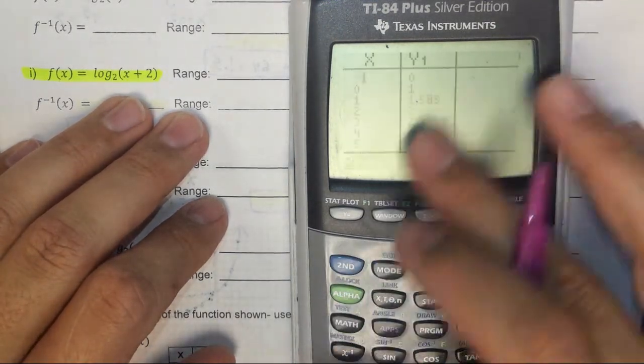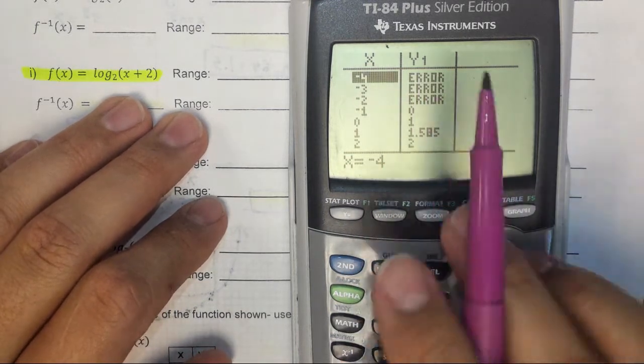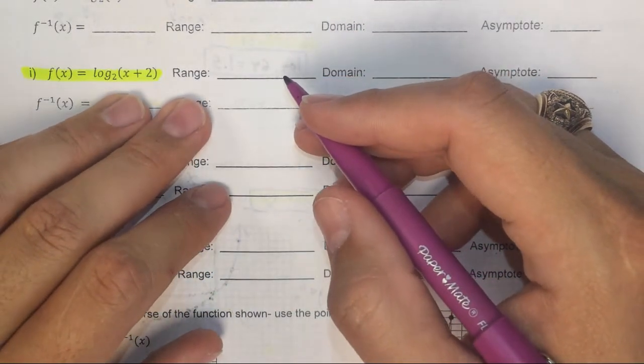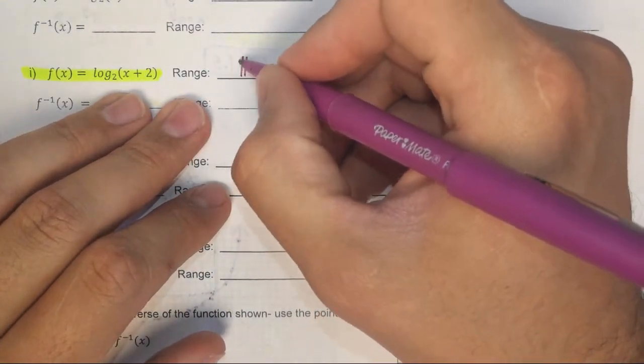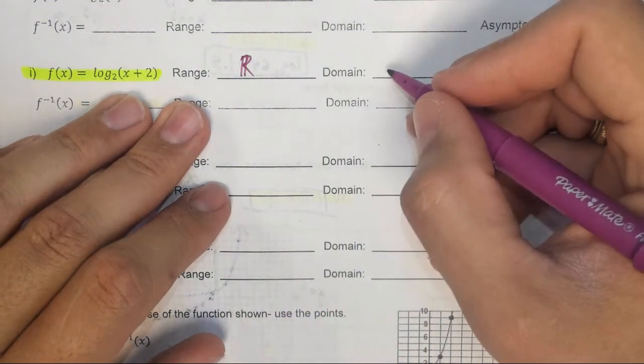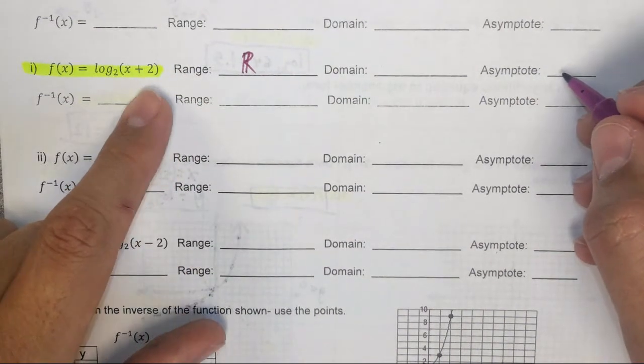If you want to look at the table, you can look at the table and get an idea of it. You can see that the domain ends over there because of those errors. So the range for these log functions are always going to be all real numbers. My domain is actually going to start at the asymptote. What is my asymptote here?